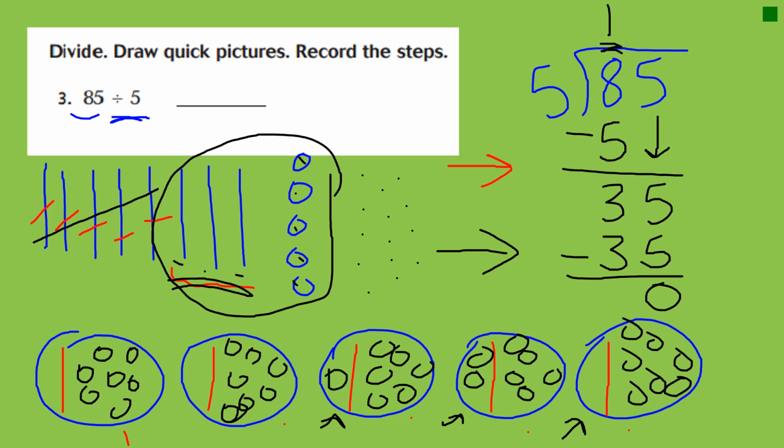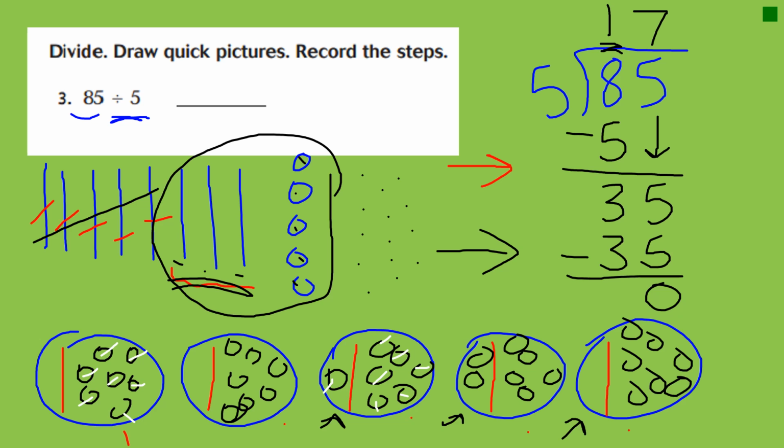So let's see what we have. 1, 2, 3, 4, 5, 6, 7. So I have 7 in each set. Let's just double check. 1, 2, 3, 4, 5, 6, 7. Yep, 7 in each set. 7.